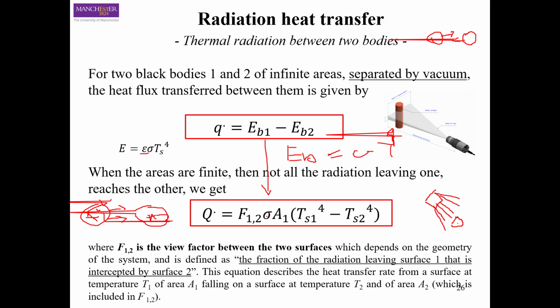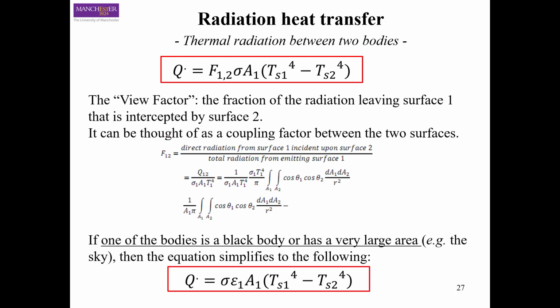Okay, and then we have to multiply this whole equation by F12 to calculate what part of the energy that is being emitted by surface 1 is actually being absorbed by surface 2. So that's what I explained in the previous slide, what the factor F12 is. It is also called the coupling factor, configuration factor, or view factor. There are a lot of names for it, but they all explain the same thing.